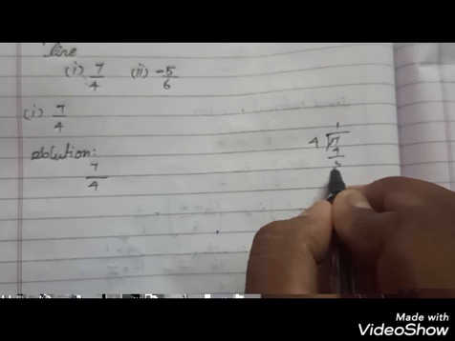Minus 5 by 6. Here you observe the numerator is smaller than the denominator and it is a negative rational number. Numerator smaller than denominator means it should be a proper fraction. Compulsorily the value should be 0 to 1 or 0 to minus 1. So this is a negative rational number. The value is in between minus 1 and 0. So just draw the number line. Already I told you this is a proper fraction. The number is in between 0 and 1.